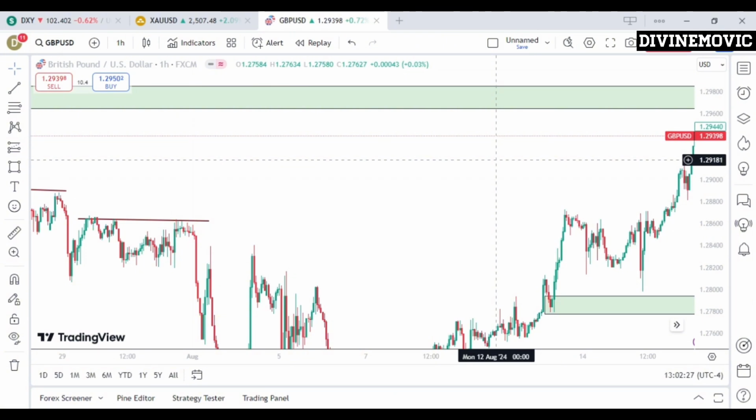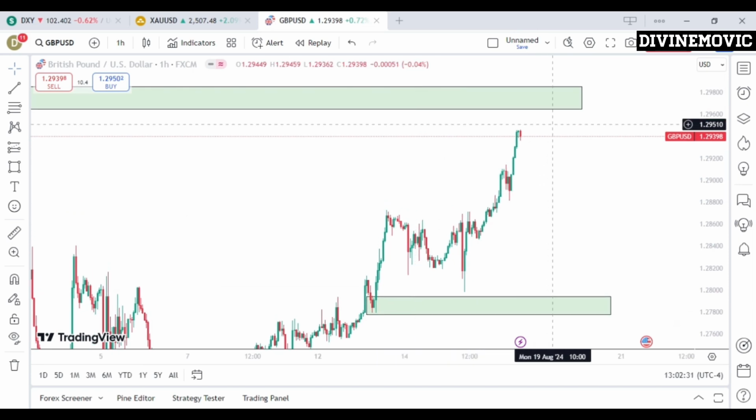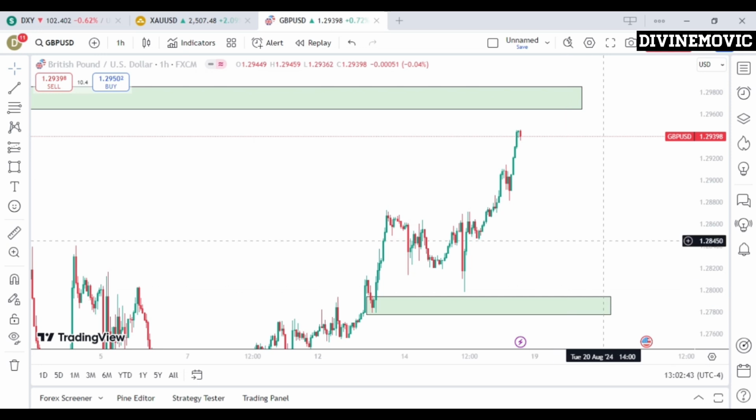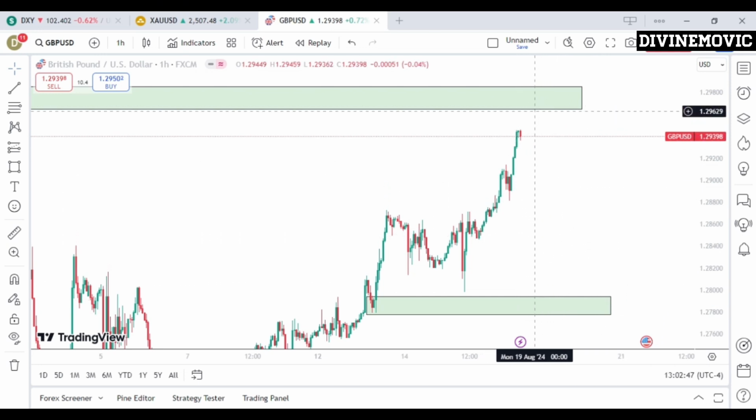Now, the whole point is this: we have identified the supply zone and we have identified the demand zone. What I want to basically see on this pair right now is price simply buy up to this point here, then give me a change of character, then I'll be expecting price to come back to this demand zone here. That's my analysis on GBPUSD. If price opens tomorrow, being Monday, I want to see price buy up to this point here and give me a change of character. Then I'll be looking for sales to this point here.